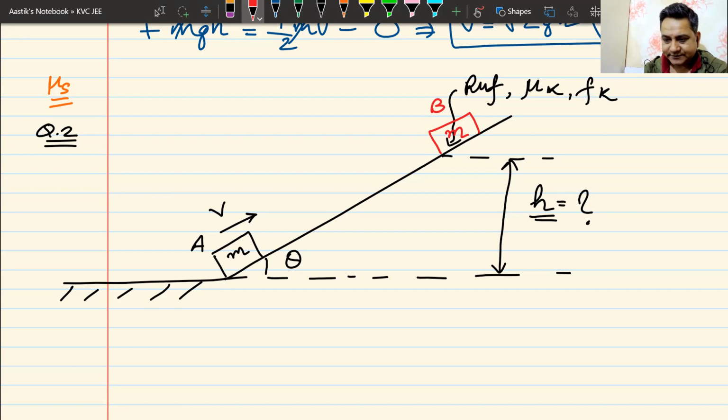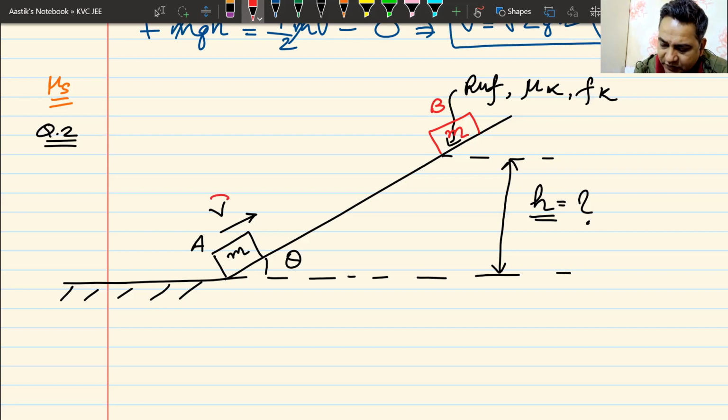Anyone in the class? No one? How will you do this? Let's not waste time. If you are not ready to answer, I'll do it. So I have to find the height. I've given it a velocity v.